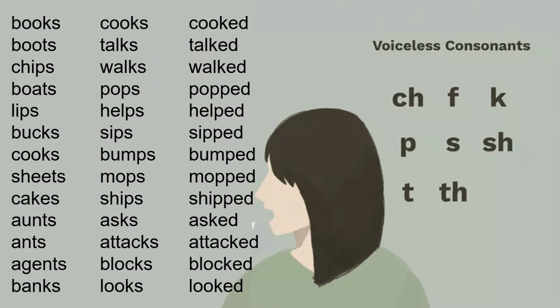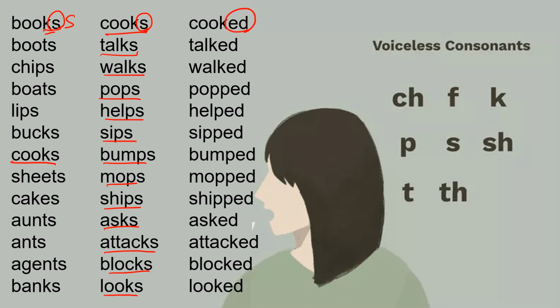And these are voiceless consonants. So here, S in plural words sounds like S. You say books, boots, chips, bolts, lips, cooks, cakes, agents, banks. And third person singular S is just S. Cooks, talks, walks, pops, helps, sips, bumps, mops, ships, asks, attacks, blocks, and looks.